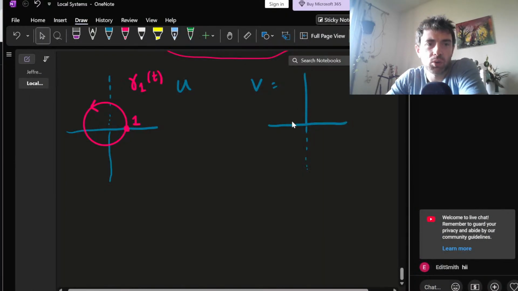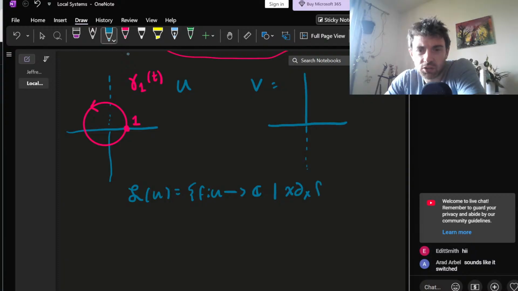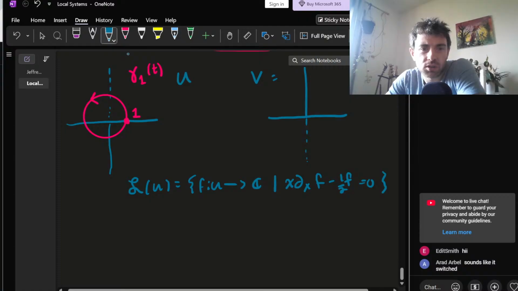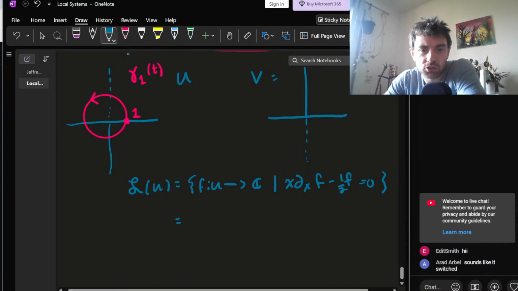Okay, so remember our local system on really any open set. Well, for any open set, we said it was going to be solutions to this equation. And nice. Okay, it switched. Nice. So we said it was going to look like solutions to this equation.